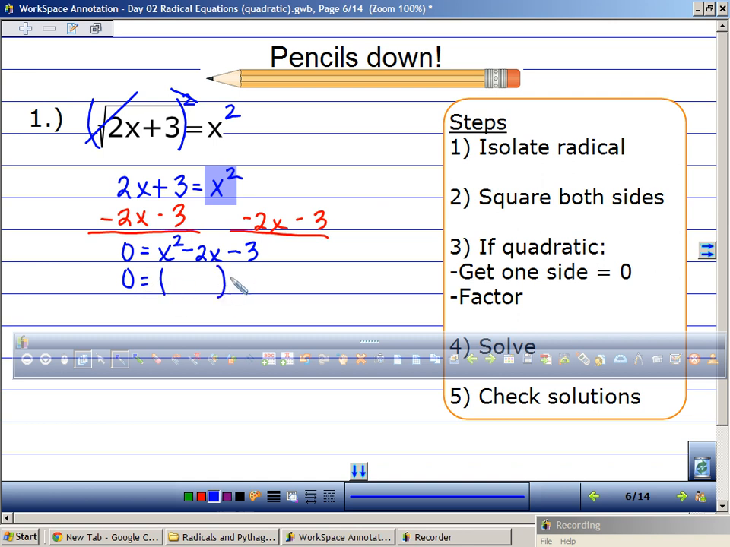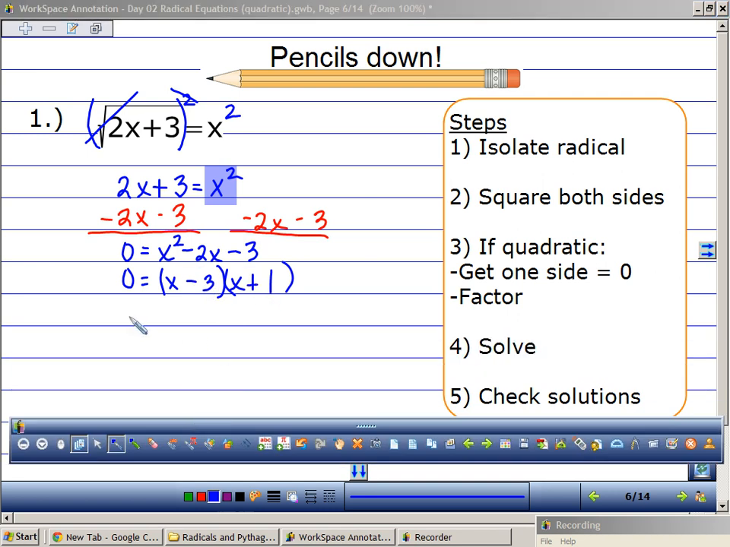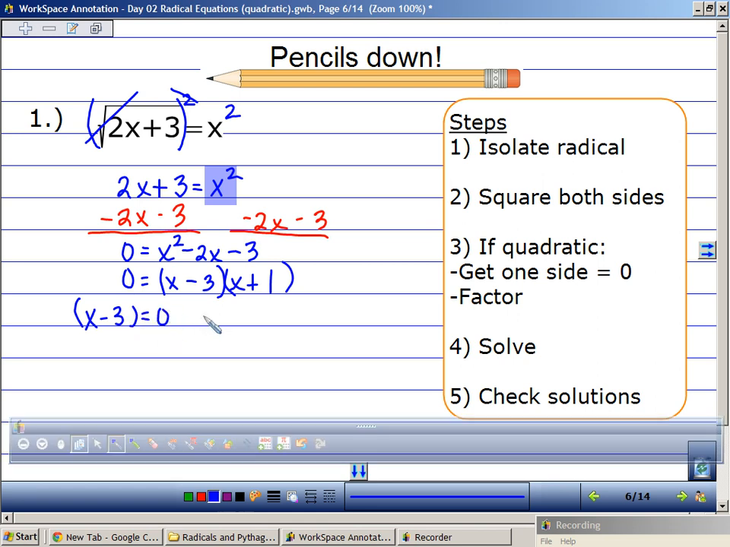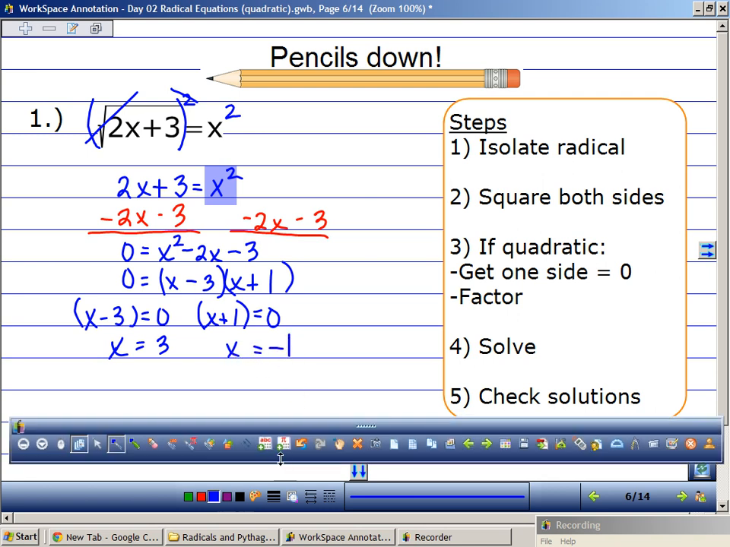Let's factor it. X and x, what two numbers make 3? 3 and 1, which one's going to be negative? Negative 3, positive 1. So this first one, we'll just take it all the way through formally. X minus 3 equals 0. X plus 1 equals 0. So x equals positive 3, or x equals negative 1.